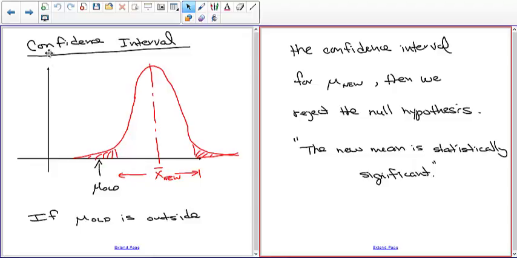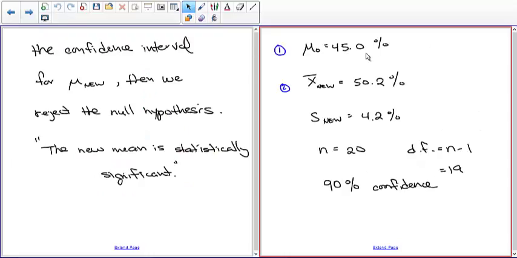So we're going to use the data that I've already presented. 45%, that's going to be this. X bar new is going to be 50.2. We can use the new standard deviation and the number of data points to calculate the margin of error, and we can figure out the confidence interval. So we'll probably get that far, and then we'll talk about the other 2 methods next time. So first step, this is not exactly the same as the steps for confidence interval, but it's pretty much the same. So in this case, I just write down what the old population mean was, 45% yield.